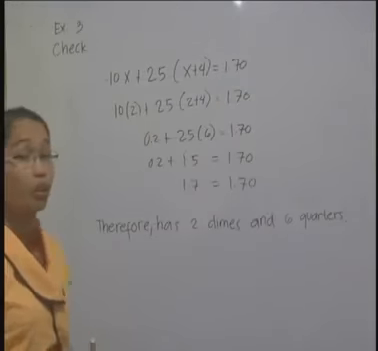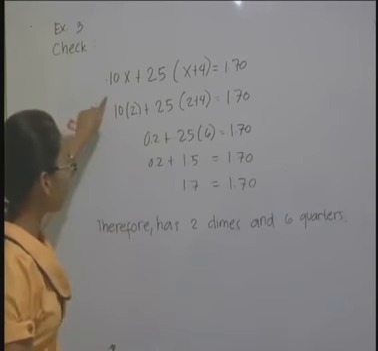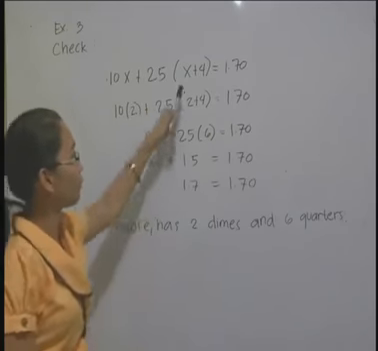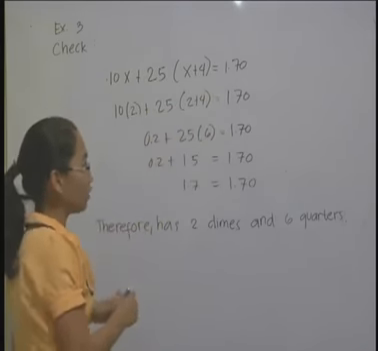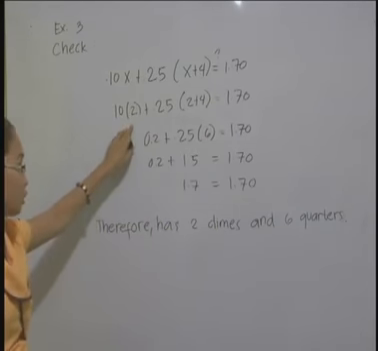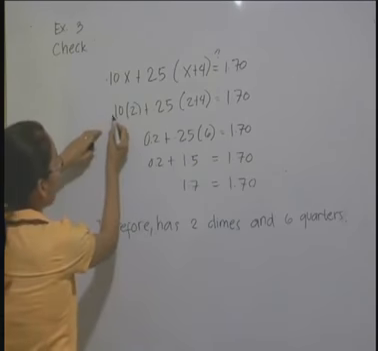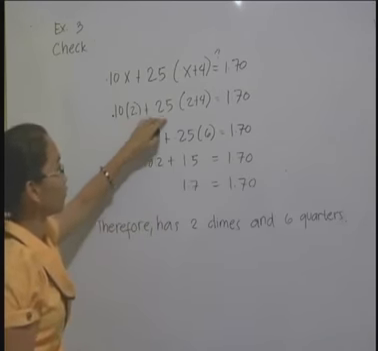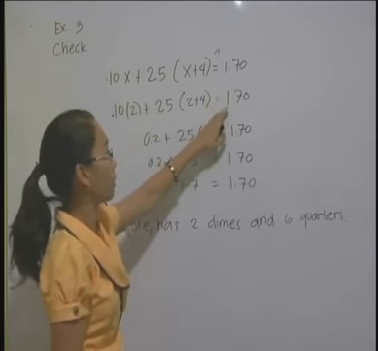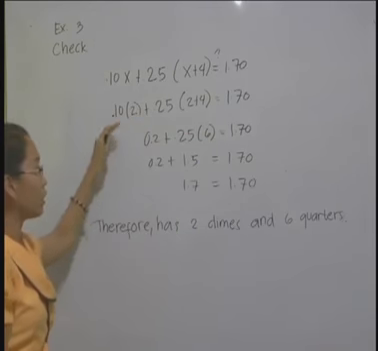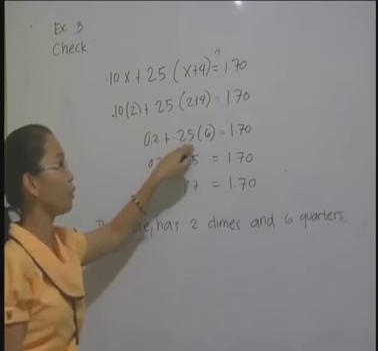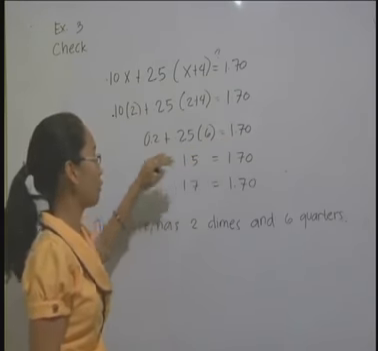Let's check if our answer is correct. From the original equation, 0.10x plus 0.25 times the quantity x plus 4 is equal to 1.70. Are they equal? We substitute the value of x, which is 2. So 0.10 times 2 plus 0.25 times the quantity 2 plus 4 is equal to 1.70. So 0.10 times 2 is 0.2, plus 0.25 times 6.